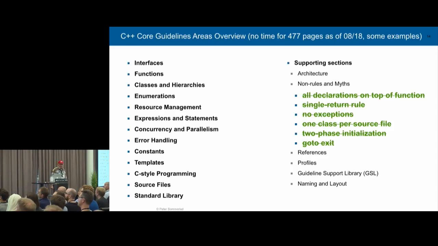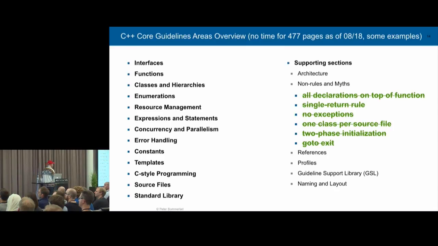If you look at the area the core guidelines cover, there are around 20 different areas, and some supporting sections. I point that out because some of the myths that people who use C++ for a long time carry, and some of the myths of what good software engineering practice is, are also there, and they are demystified. So Bjarne and Herb and whoever worked on that were kind of mythbusters. All declarations on top of the functions. That was compiler technology of the 1960s and 70s. No need for that.